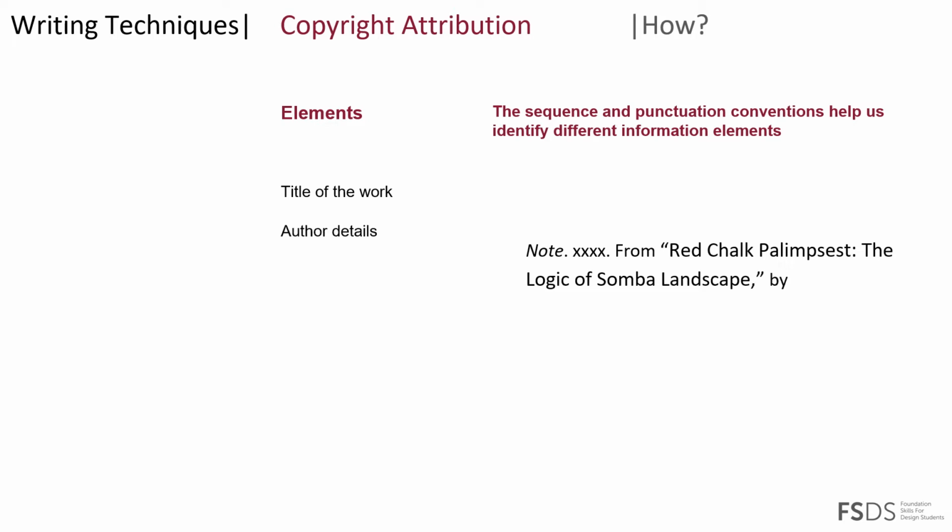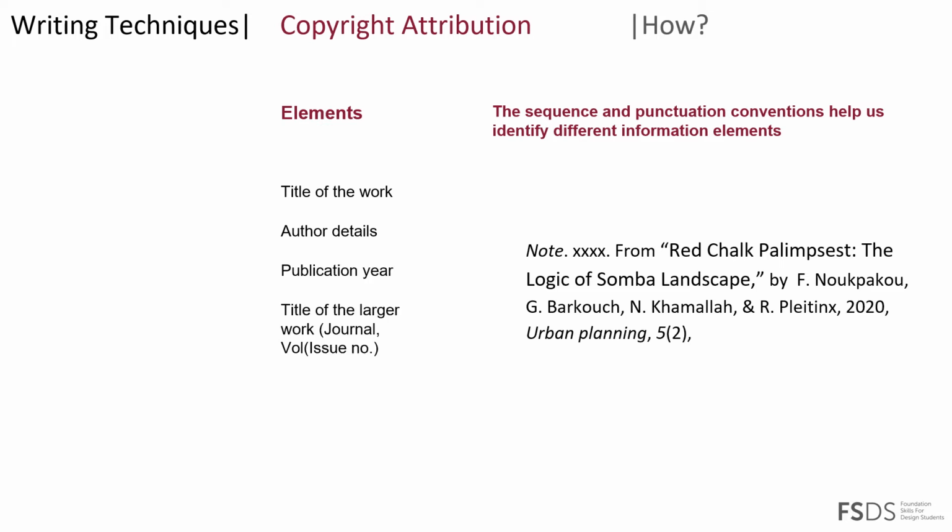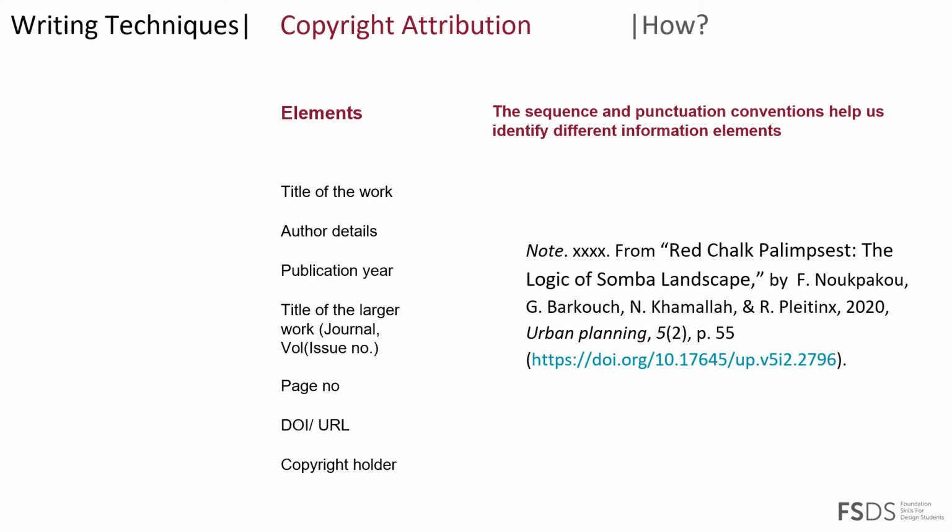To differentiate between the article title and the author names, we use "by" preceding the names. Immediately after the authors' names, we have the year of publication between commas and details regarding the larger source, in this case, journal title, volume, and issue number. The specific page number where the image is in the article is mentioned using the prefix "p.", which is short for page number. The DOI or stable URL link is mentioned in brackets.